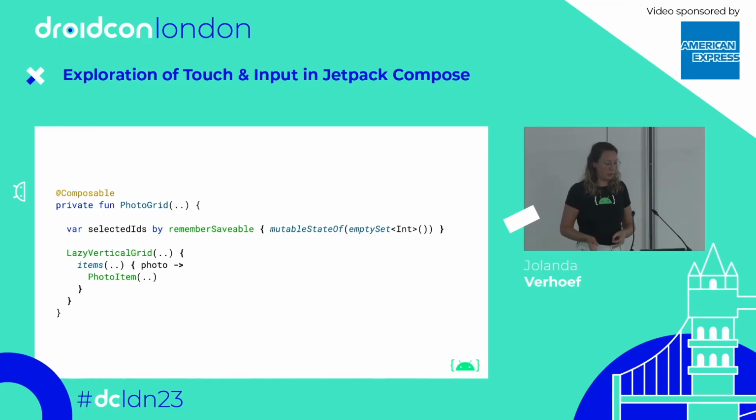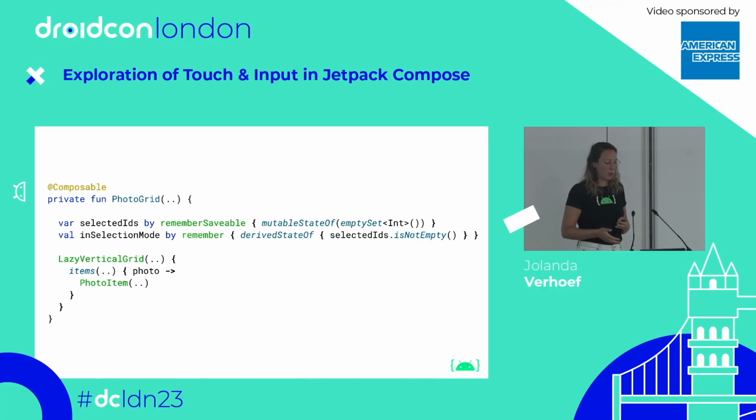We use rememberSaveable so that this variable is persisted across screen rotations, orientation changes, and configuration changes. It's a pattern you might want to consider to make sure your state is consistent. In addition, we want a simple Boolean to tell us whether or not we're currently in selection mode. This Boolean will only change when we move from an empty list to a list with at least one photo, or the other way around.